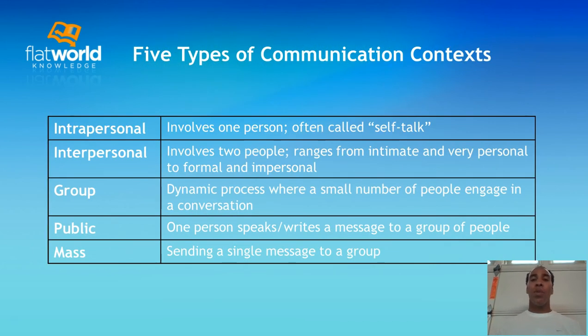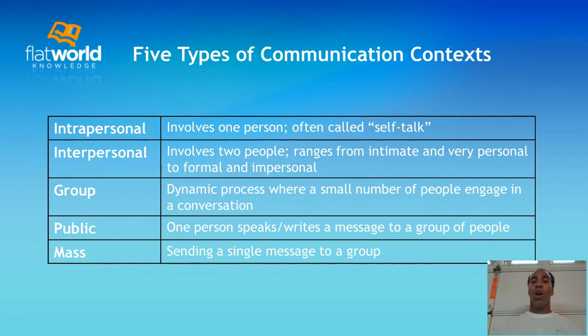So there are 5 types of communication context. You have intrapersonal, which involves one person, often called self-talk. That doesn't mean you're crazy. Self-talk is great. My children were on track, and a lot of times you have to self-motivate. If you're standing on a line by yourself and you have to get your confidence up, you say things like, I'm going to do this, I'm going to do that, and I'm going to win the race. A lot of sports psychologists are hired to work with athletes so they can understand and get themselves in the right mindset before performing.